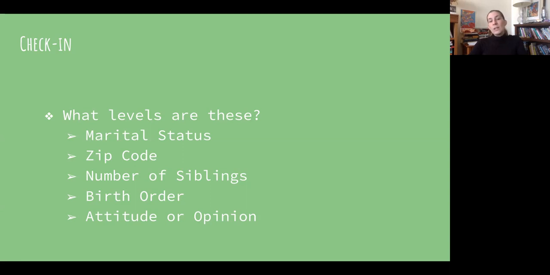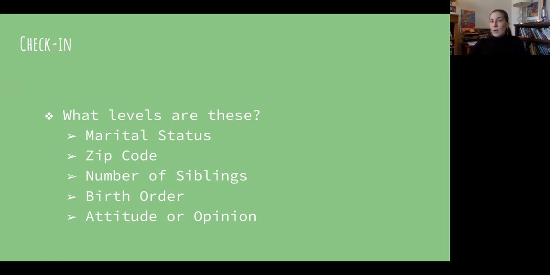If I ask what levels of measurement make sense for these variables? If I'm going to have a question on a survey that says, what is your marital status? Usually the responses are going to be single, married, divorced, separated, something like that. Okay, so think about what level of measurement that would fall into. Would it be nominal, ordinal, or interval ratio?